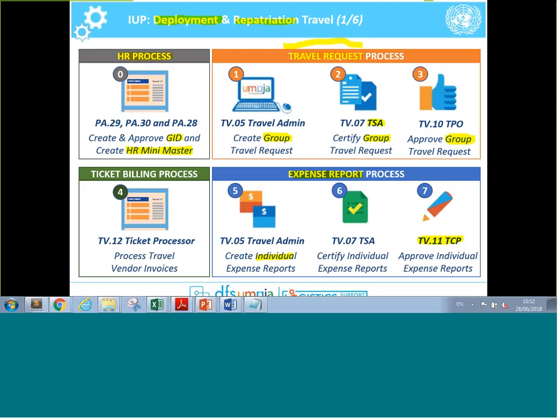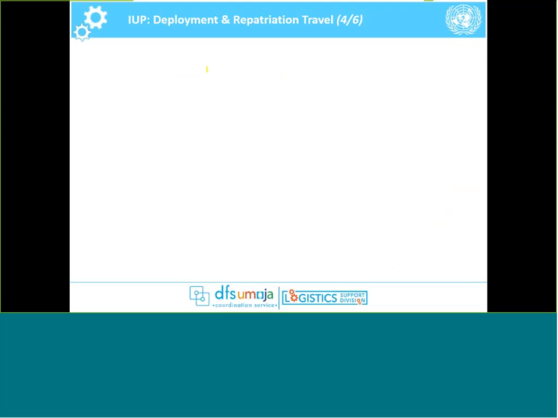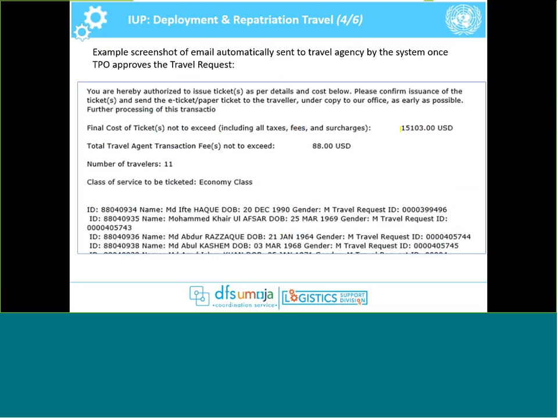So this is the deployment and repatriation travel. For the group travel, you can see this is the email that is sent to the agency, to the vendor, including the details of the entire group. This is basically important for the TPO, not that much for you as a travel claim processor. So this is the email that is sent to the vendor to arrange the ticket for each individual. That's why we have the total cost for the entire group and the details of each of the travelers.